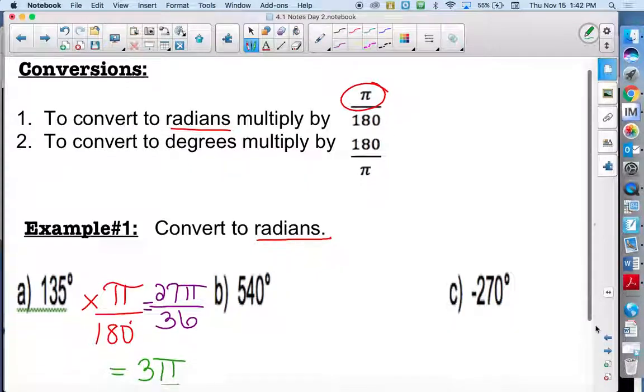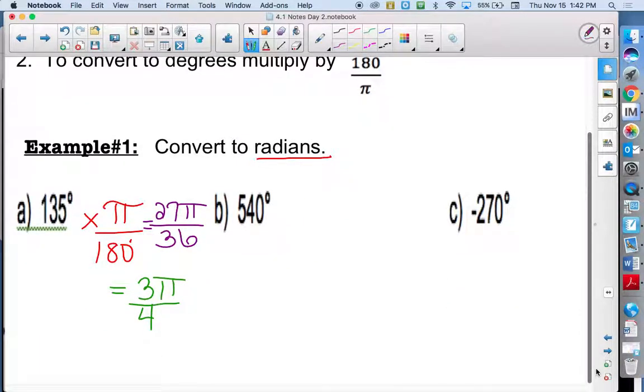So looking at the next one, we have 540 degrees. Again, converting it to a radian, multiply it by pi, divide it by 180. When you have big numbers, there's a little trick if they all end in 0. They're both divisible by 10. Just wipe the 0 off. And then they would both be divisible by 20.